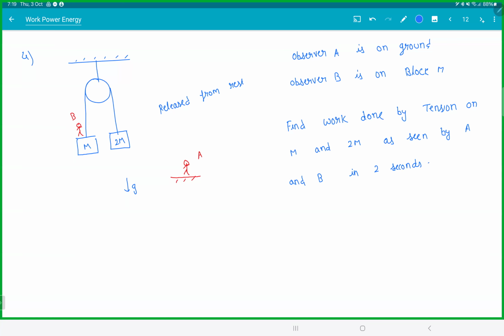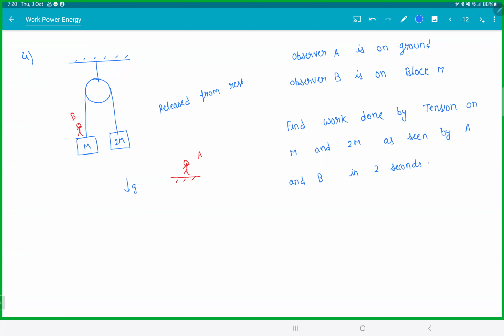I hope everyone is getting the question. How much work does the tension do on block M and 2M when A sees it and then when B sees it? This is another thing. So if you change the frame, things get messed up. Let's see how the answers will get affected. Anyone who didn't get the diagram or the question, please ask. It's your Atwood machine. Hope everyone remembers the standard results.